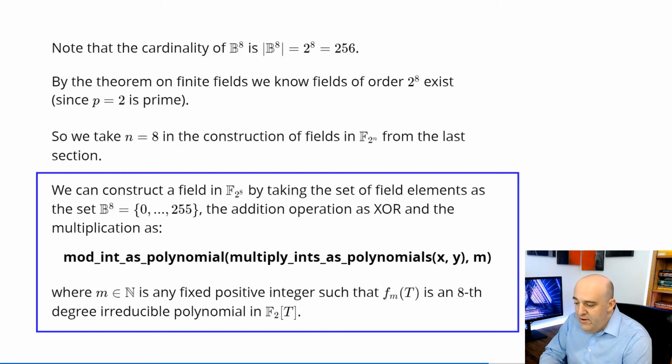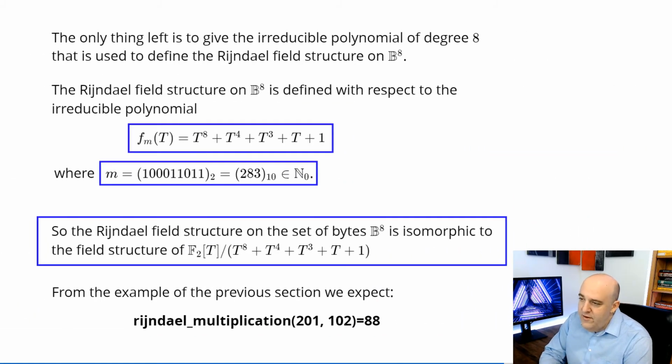And here, m, I still have to tell you what that is. It's any fixed positive integer. And as long as the associated polynomial f_m of t is an 8th degree polynomial that's irreducible, we'll get a field structure. But the Rijndael field structure uses a very specific value of m. And we've seen that a couple times so far in this talk. m is going to be, in base 10, 283. In binary, it's 100011011. And as a polynomial, it's this 8th degree polynomial that we've seen. It's t to the 8 plus t to the 4 plus t cubed plus t plus 1. And using that particular 8th degree polynomial, we're going to define a field structure on B8.